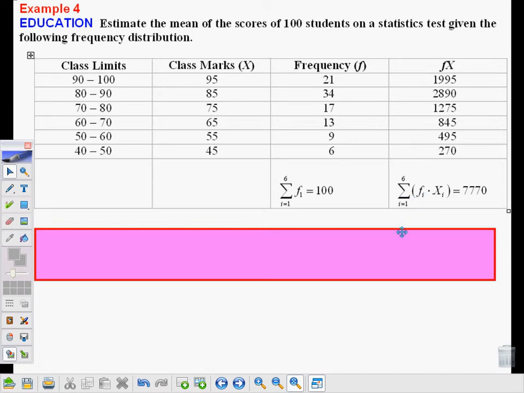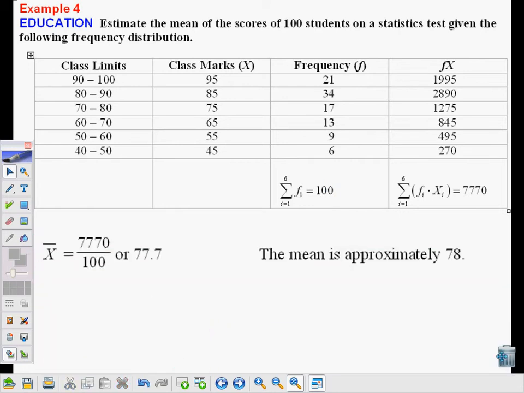Again, using sigma notation or summation notation. All right, so then simply find the average by what we've always done before. You take the summation of all of the values, which is our approximation of that, and here's the summation, and divide by how many values you have. So I'm going to take this 7,770 and divide by the 100, and we get 77.7, or approximately 78 for the average.